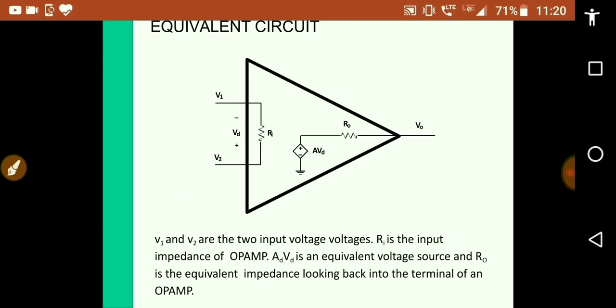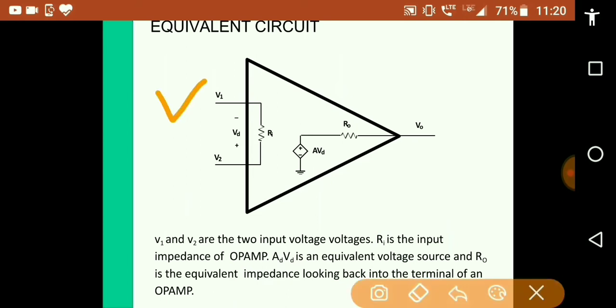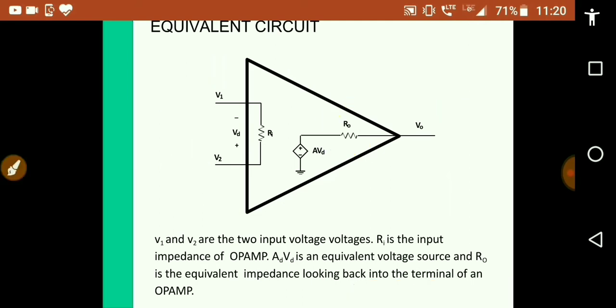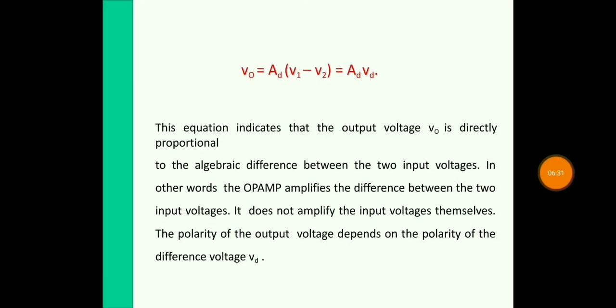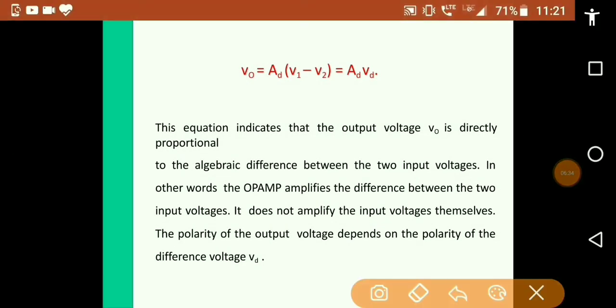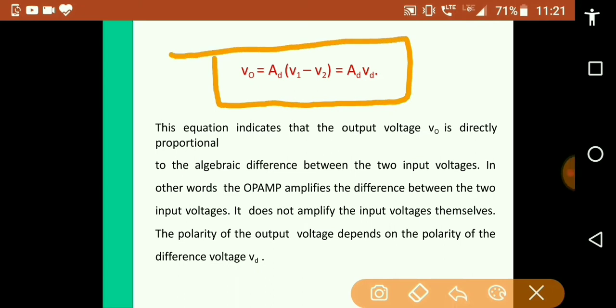This is the V1, this is the V2, and the difference between voltage is VD, and this is AVD, this is R0, and this is V0. So in the operational amplifier, VO equal to A (V1 minus V2) equal to A VD. So this equation indicates that the output voltage V0 is directly proportional to the algebraic difference between two input voltages.